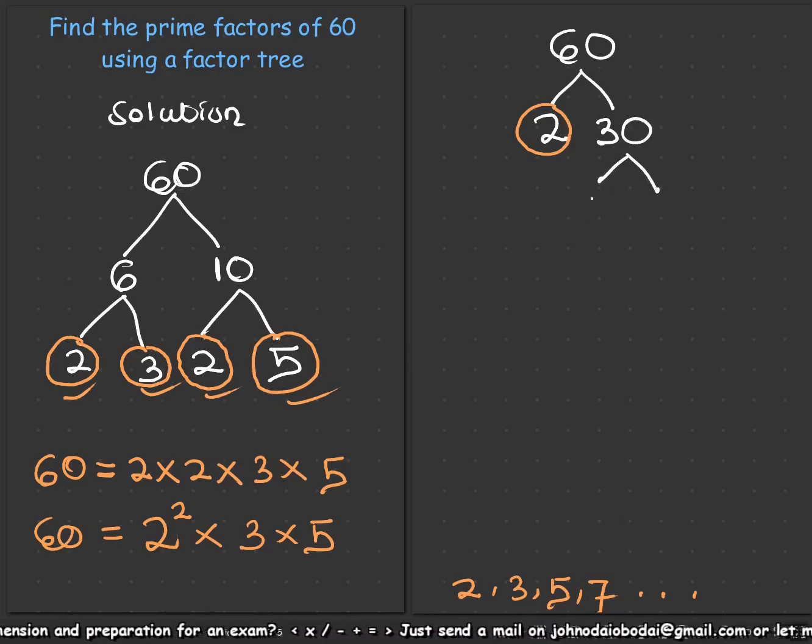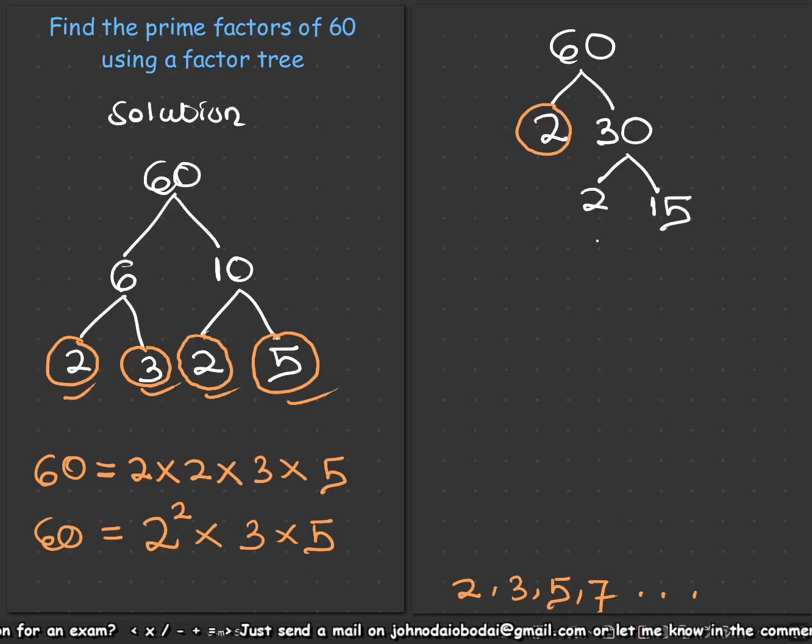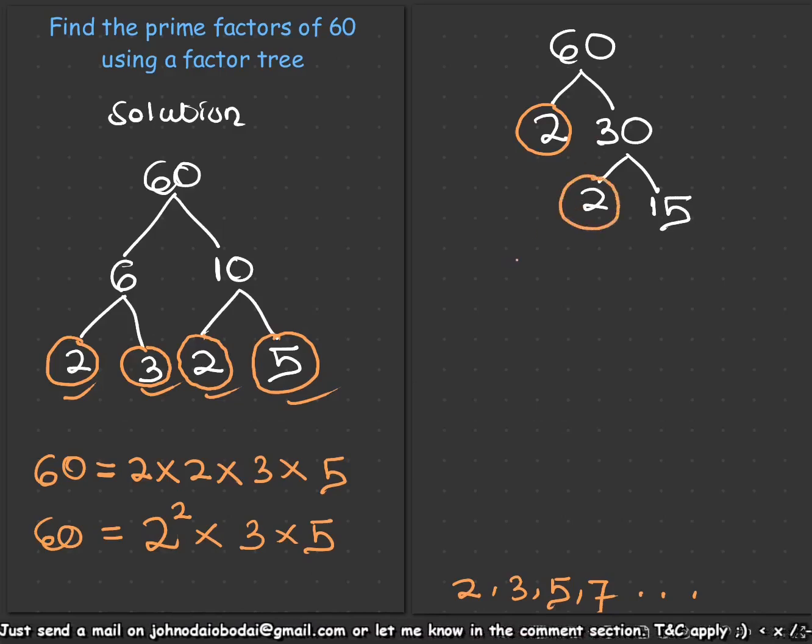30 has got 2 times what? 15. Once again, we can tell that this 2 over here is a prime number. You get it? Then we come to the 15. Is 15 a prime number? No. So if 15 is not a prime number, then we are going to continue our branch from there.